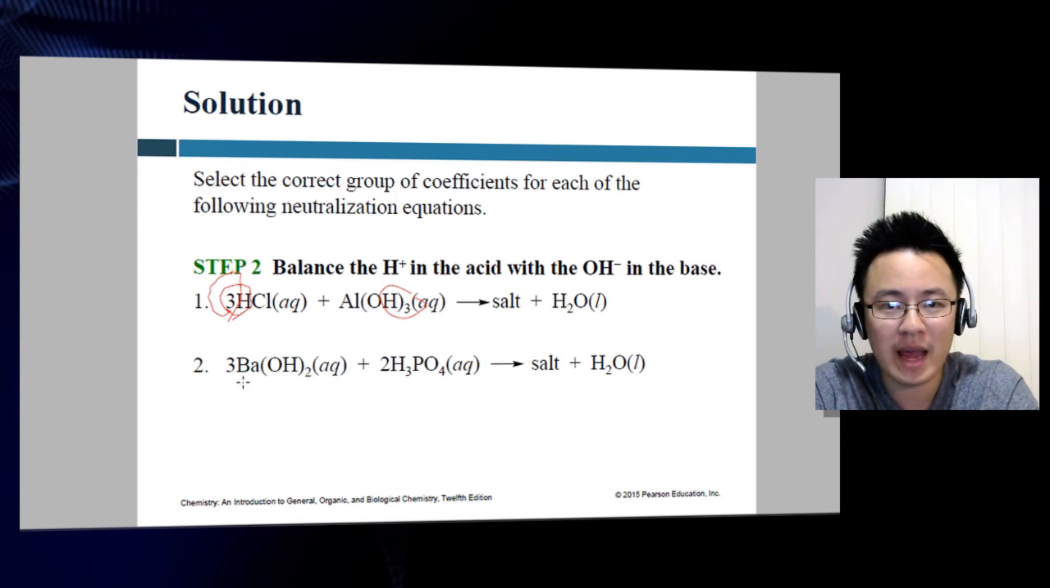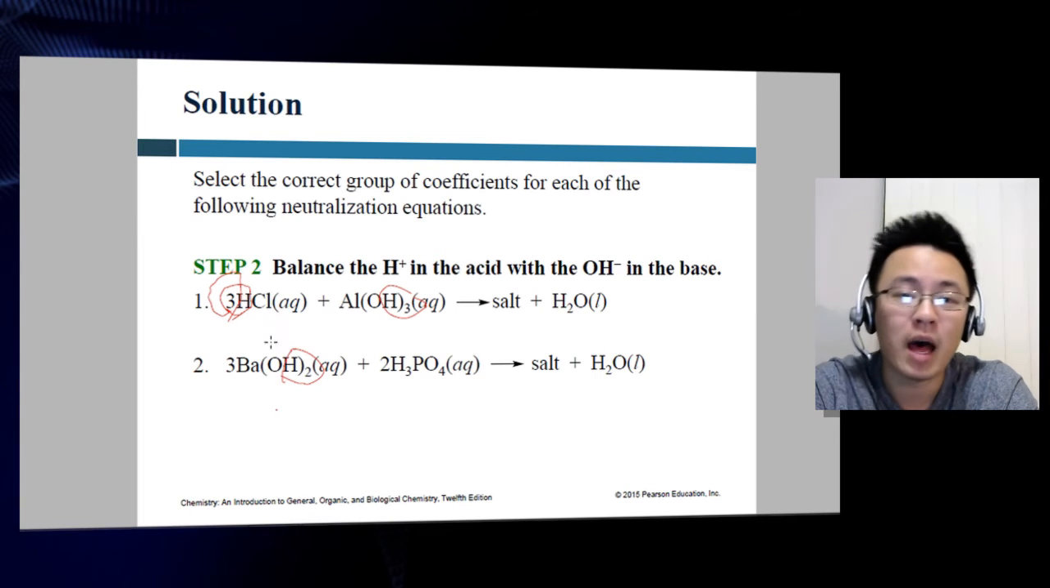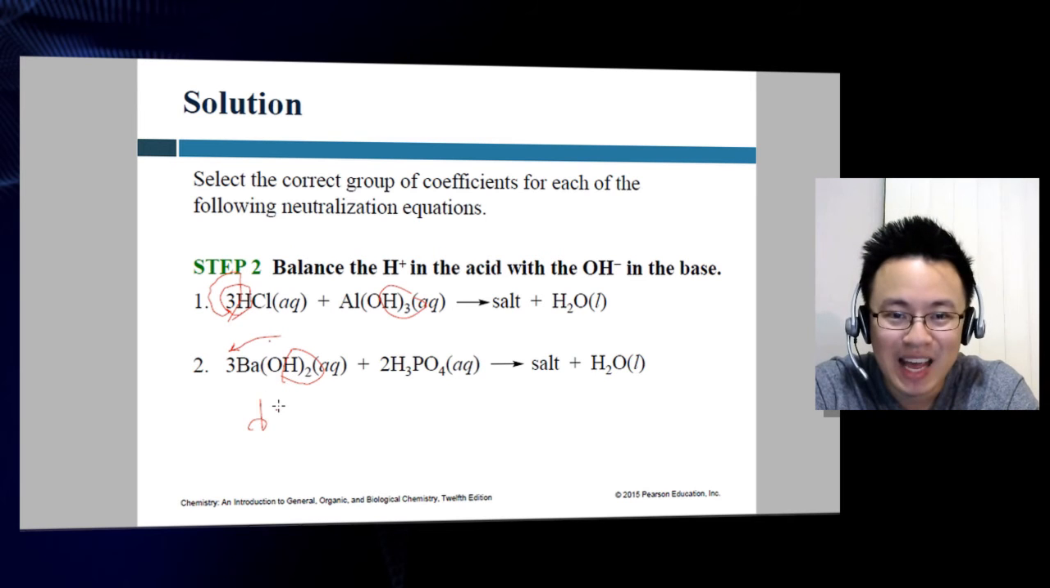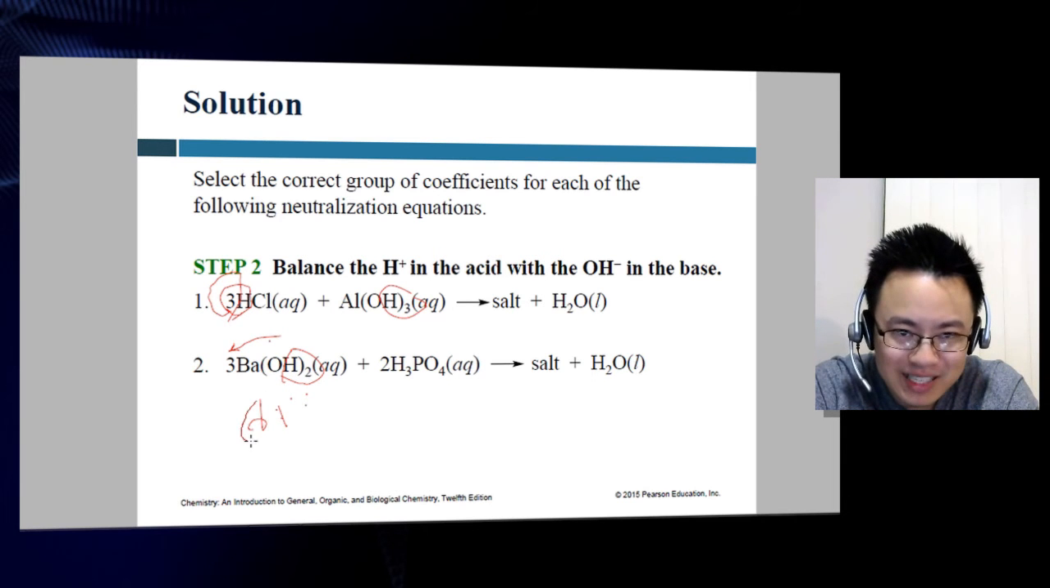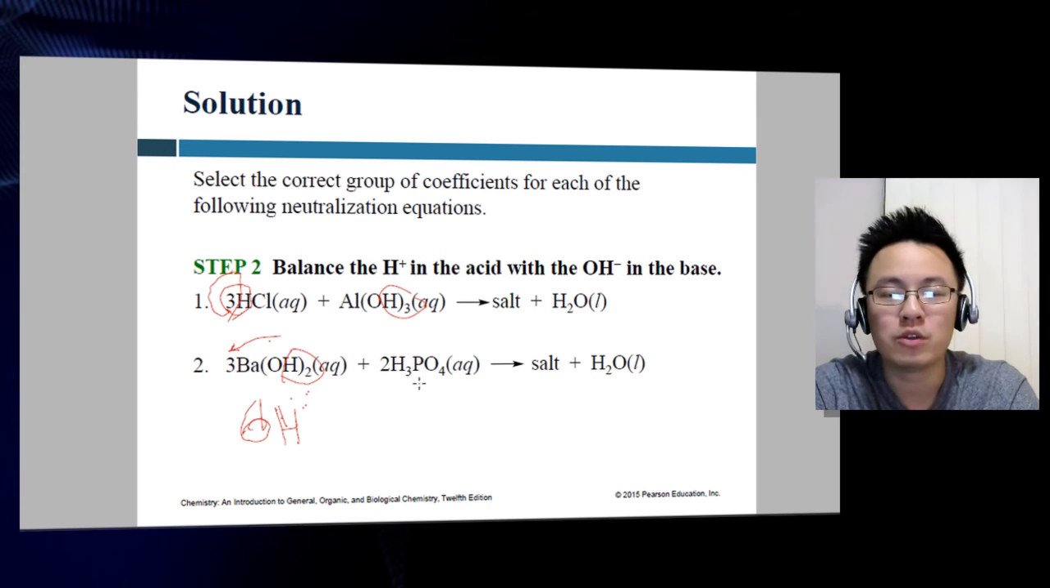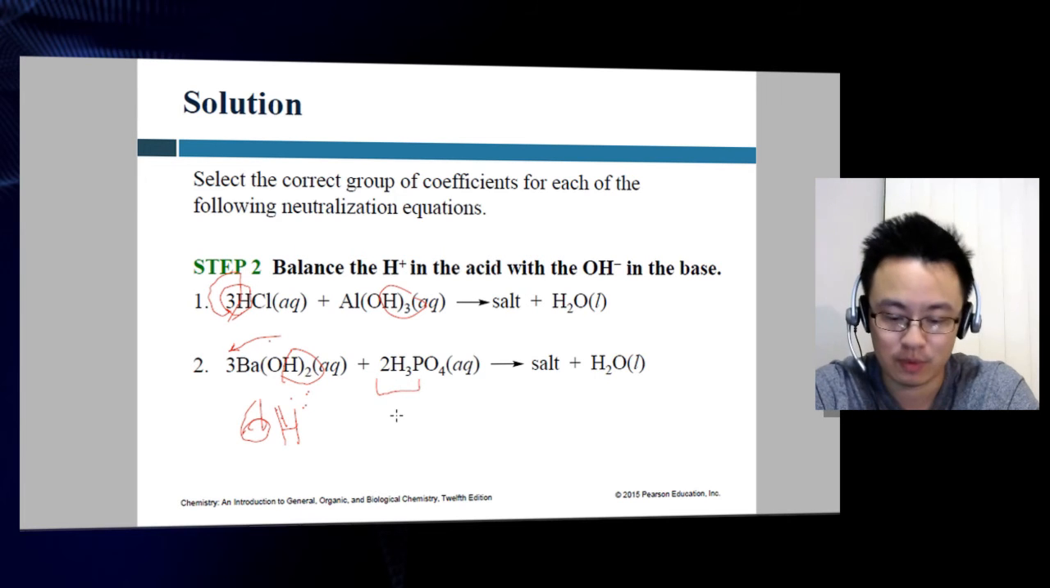Same thing over here. What do we have here? We have 2 hydrogen ions right over here, but 2 times 3, because there are 3 moles of that, gives you 6 hydrogen ions over there. So therefore the opposing component right over here better have 6 as well. 2 times 3 gives you 6.